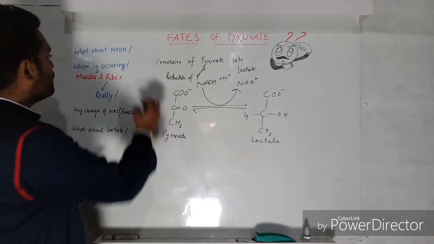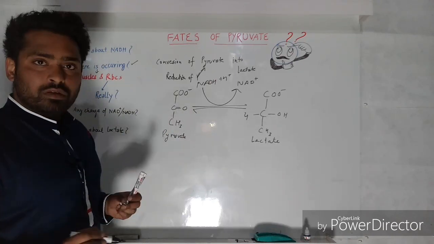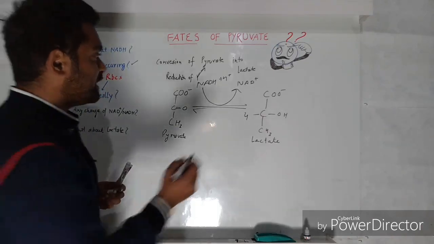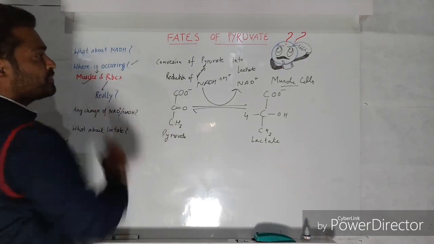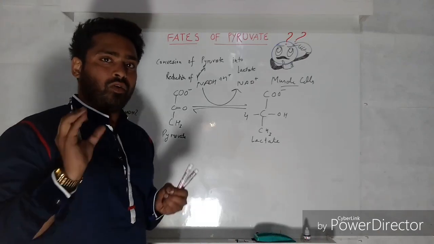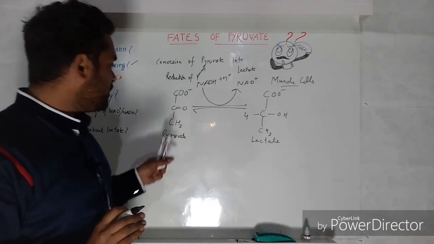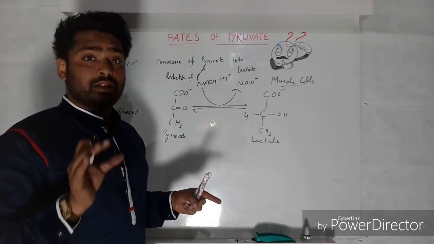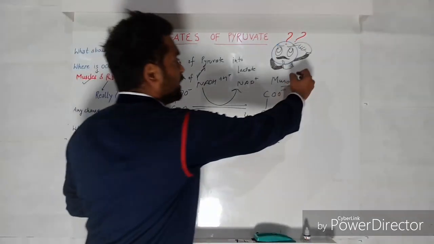Now the next question is, where is this occurring? You can guess that it must be occurring somewhere where there is no oxygen. So the muscle cells, when we do strenuous or vigorous exercise, there is a shortage of oxygen, and to continue to provide energy, we convert this pyruvate to lactate. Lactate is produced when we do strenuous exercise.